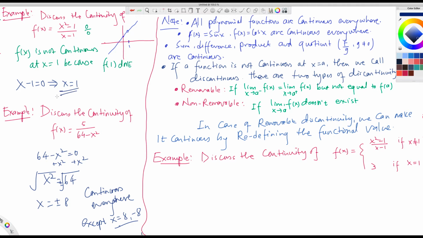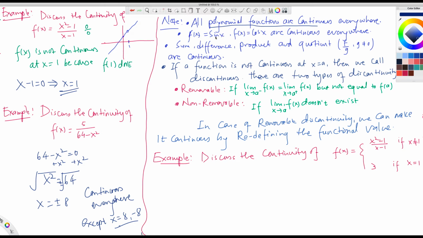Let us talk about some of the functions that are continuous everywhere, okay? All the polynomial functions are continuous everywhere, meaning what type of functions are polynomial functions? If there is no x in the denominator, and if all the x's have a positive whole number exponent or 0, for example x squared plus 5x, x cubed plus x squared plus 9x, all those are polynomial functions, okay. Linear functions, quadratic functions, cubic functions, all those are polynomial functions.